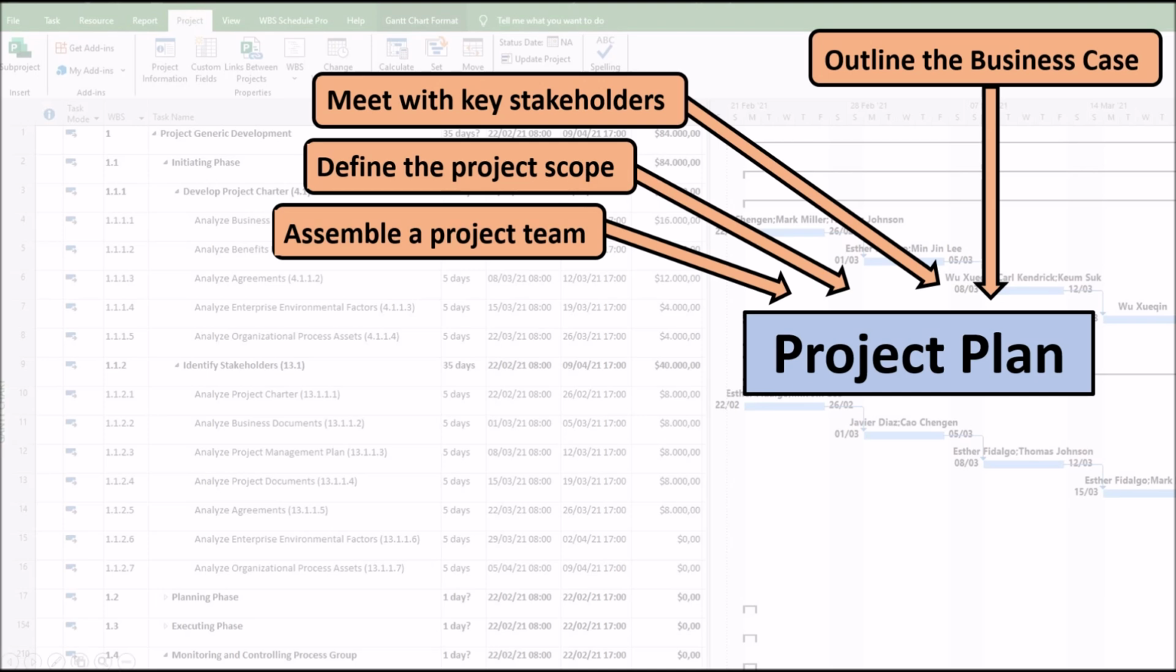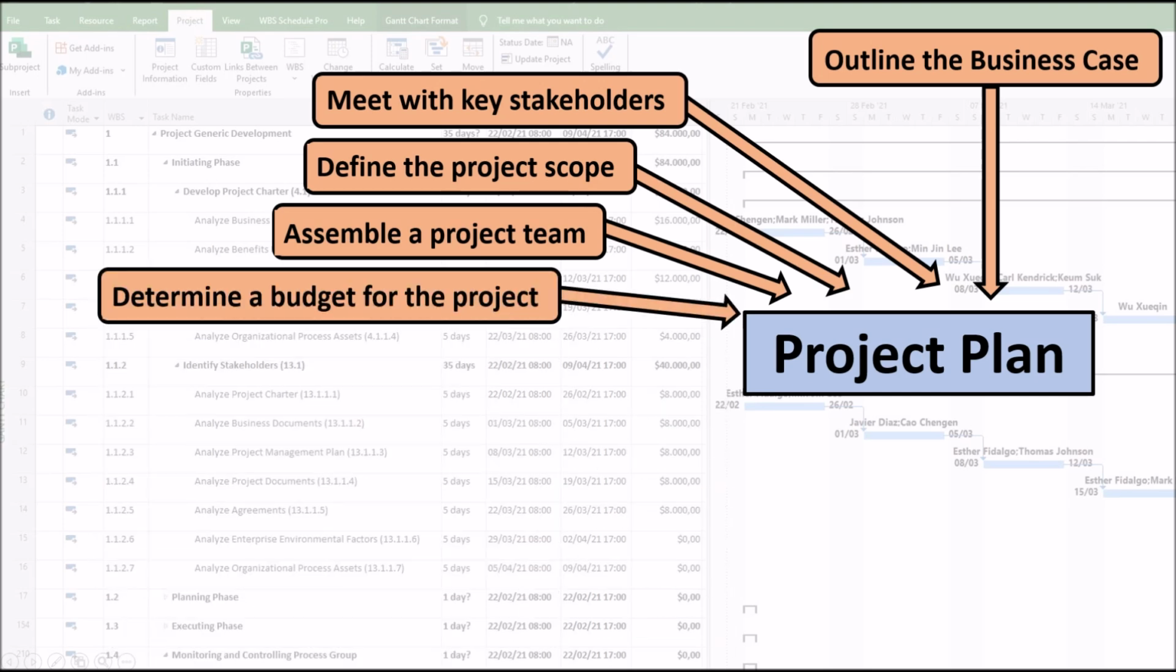5. Determine a budget for the project. A project budget is a tool used by project managers to estimate the total costs required to complete a project over a defined period of time. It includes all direct and indirect costs required to accomplish the project objectives.